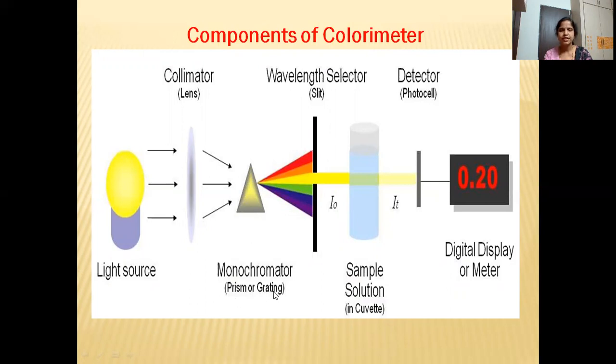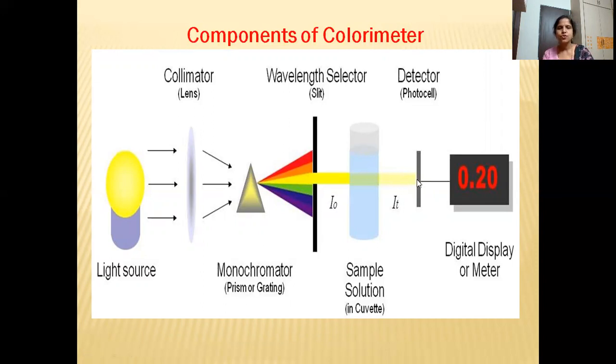What it does is give out only one particular wavelength. Among all these colors, only yellow color is being passed into the sample solution. So for selecting only one particular wavelength of light, monochromators are used. When the light is falling on the sample, some of the light is absorbed and some is emitted out. The intensity of this emitted light is less when compared to the incident light.